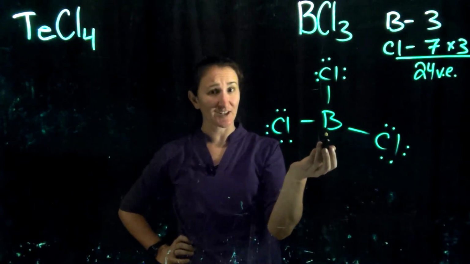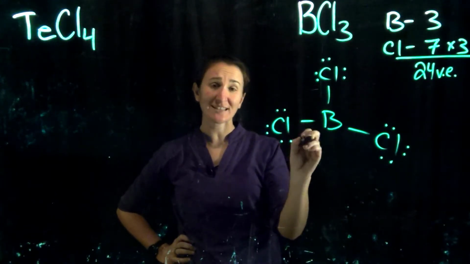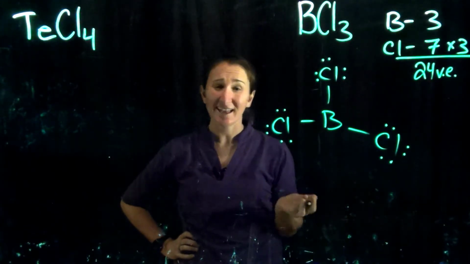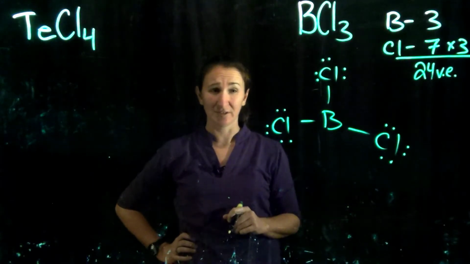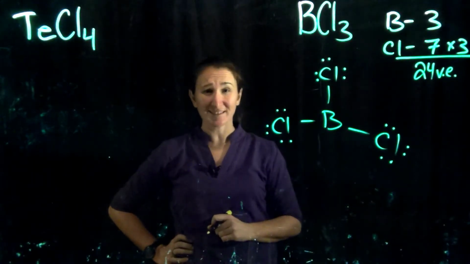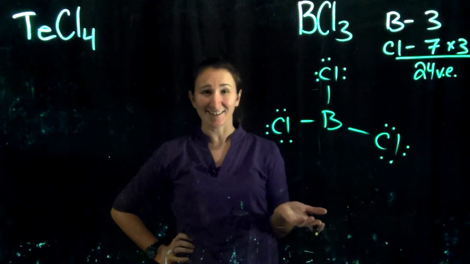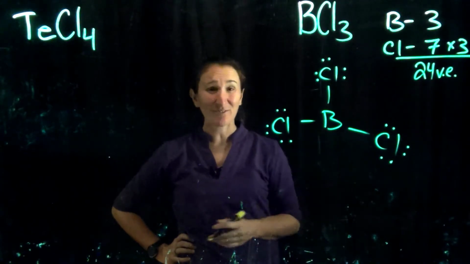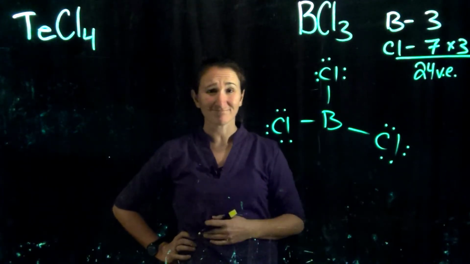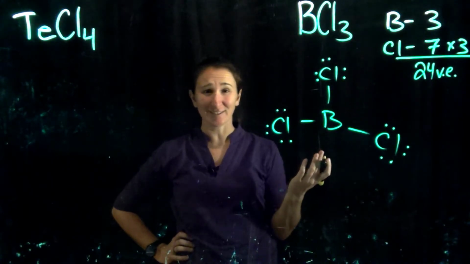Boron's not happy here. Okay, but boron is a fantastic exception to the octet rule. It doesn't care if its valence isn't full. It's perfectly happy with 6. It's just not as needy as all these other elements, I guess. Same thing for aluminum. Aluminum doesn't care. Okay, it'll take 6, and it's perfectly fine.